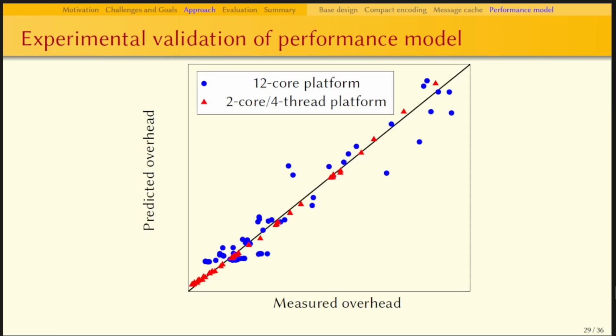Next, we perform an experimental validation of our performance model. Our goal is to see how well our model matches the actual measurements on our experimental platforms. The x-axis represents our measured overhead, while the y-axis represents overhead predicted by our model. The diagonal line indicates that the measured overhead perfectly matches that of the predicted model. And you can see that the data points fall well around this line.